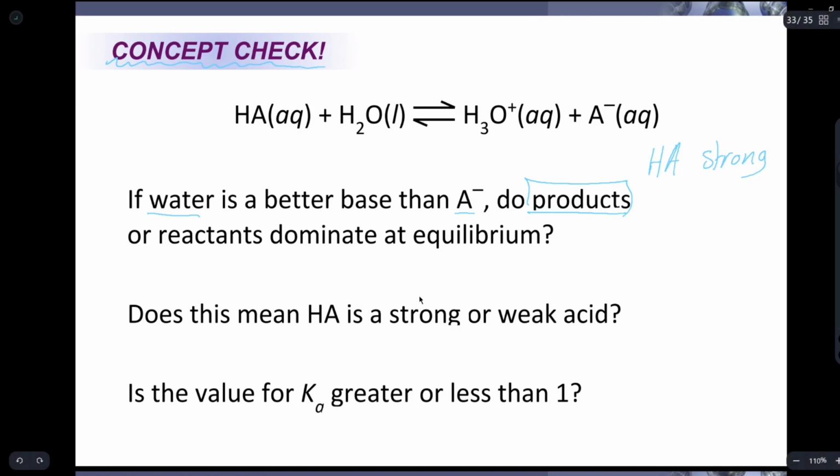In the second part of the question, they ask us if HA is a strong or weak acid, and as mentioned here, HA is a strong acid. So is the Ka value greater than or less than 1? For strong acids, we can immediately tell that it is far greater than 1.